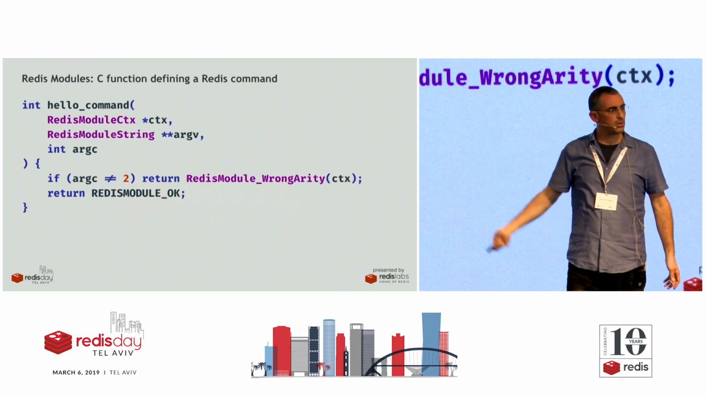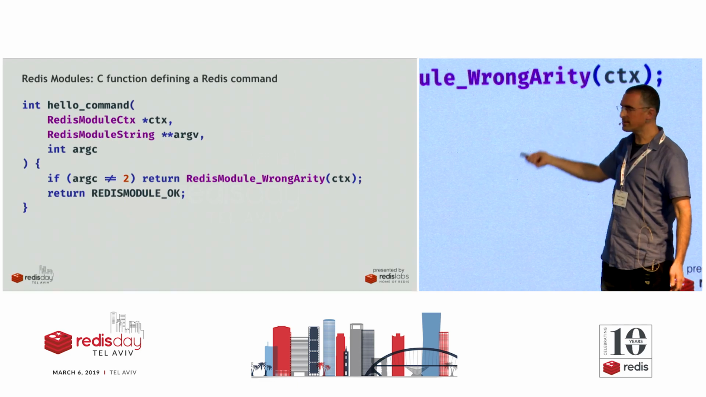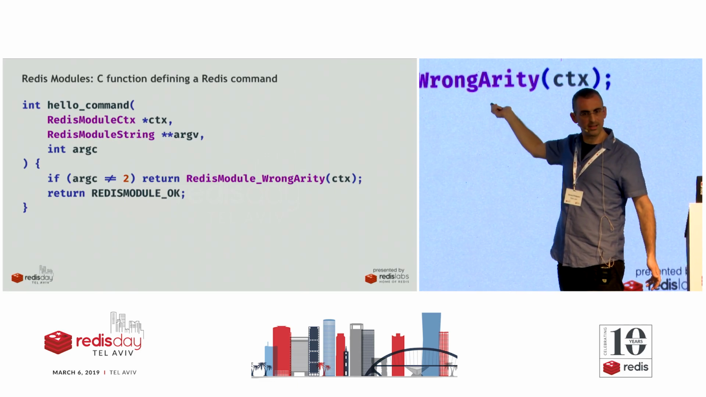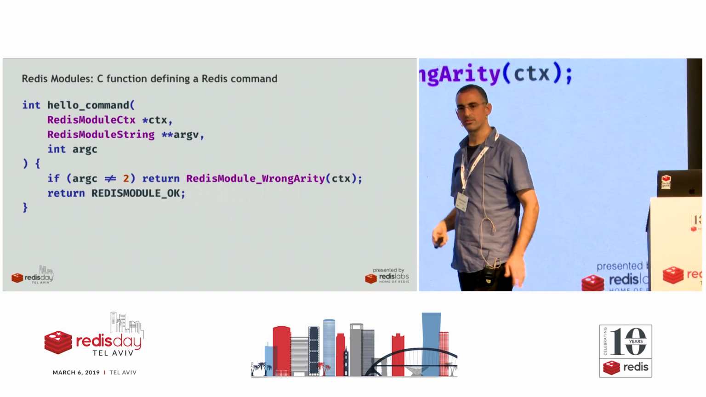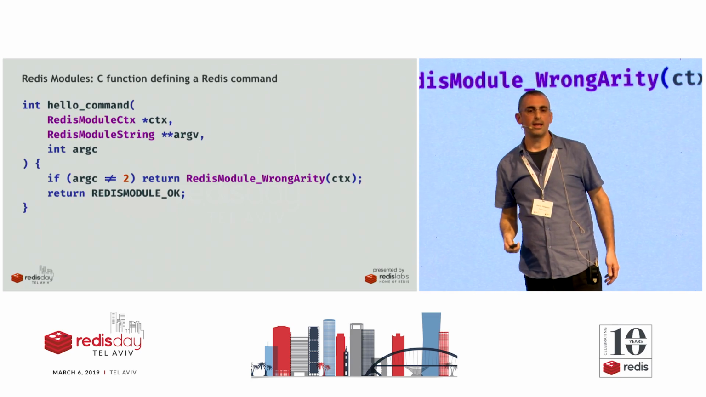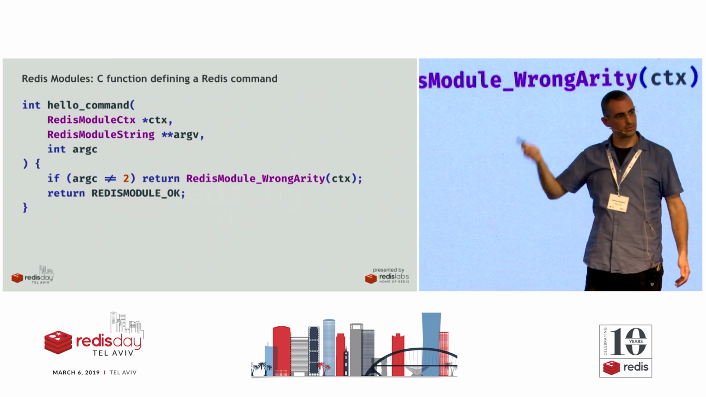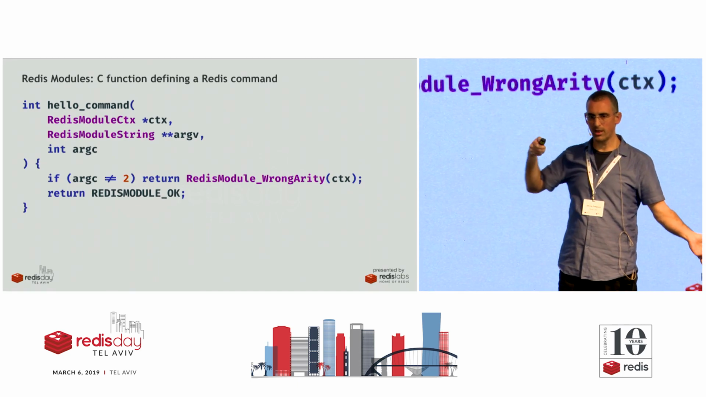If we look back at the C code, a very, very simple function, it will check the length of the arguments, and if it's wrong, it will call this internal Redis function called RedisModule_WrongArity. That's the geeky way of saying you sent the wrong number of arguments. And this just calls the predefined Redis module function, which returns the error to the user. Otherwise, we return OK. So this function returns OK or error.